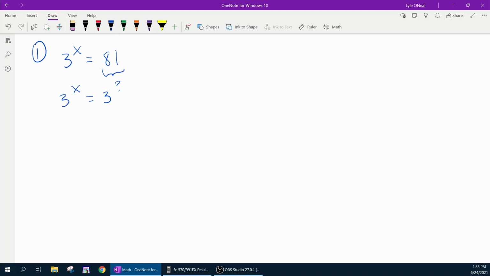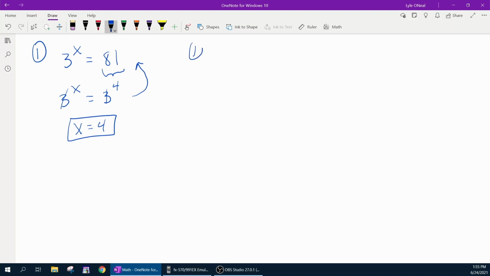So our goal here is to figure out what exponent 3 needs to be to be equivalent to 81. And that is 4. 3 to the 4th is 81. If the bases match, they cancel, and the exponents are going to be equal. And that's our answer there. X is going to be 4 for this equation.